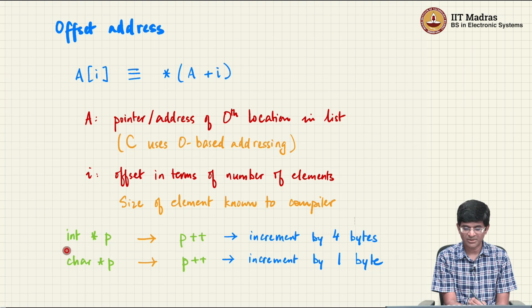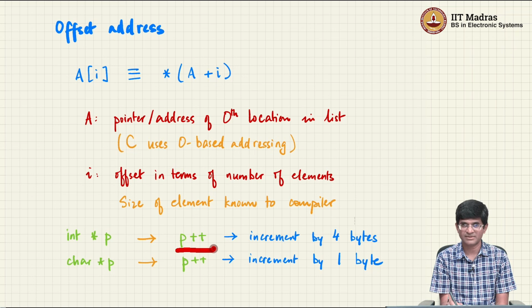What that means is, if something is declared as an int *, then when I increment that location, p++, what happens is I increment by 4 bytes, because 4 bytes is the size of one integer in C. On the other hand, if something is declared as a char *p and I do p++, then the compiler knows that p actually refers to characters, and when you do p++, you need to increment by 1 byte. So the increment happens and the address location that you get goes up by 1.